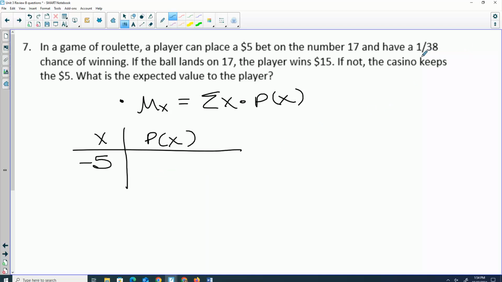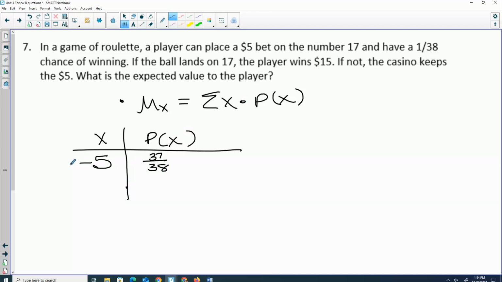It's 37. Yeah, if there's a 1 in 38 chance of winning, then there's a 37 in 38 chance of losing. If you type that in, it's a big decimal. Let's try not to round too much too soon. So I'm just going to keep it as 37 out of 38 for now. Not that it would necessarily be wrong to go ahead and divide it, but I don't want more rounding error.